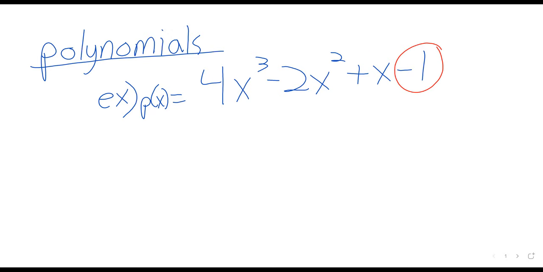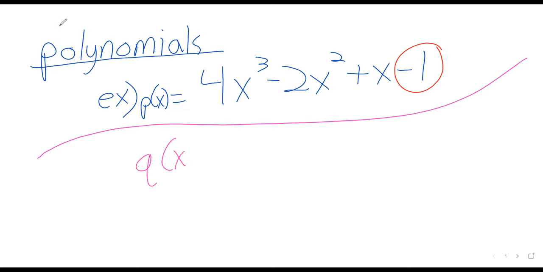Let's see. Forgetting when I select the eraser, I've got to go back. If we had q of x equals x squared plus x, there's no constant term written down, but you could think of having a plus 0 there. And your constant term is 0.